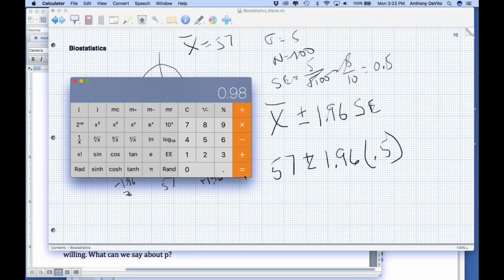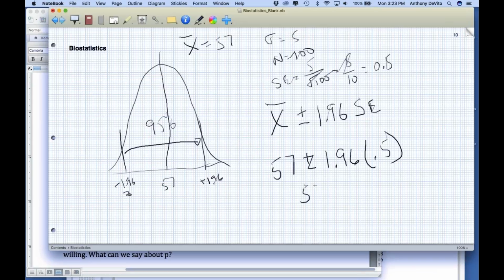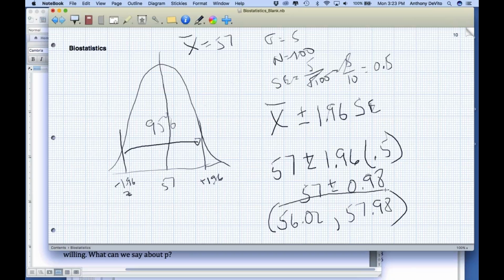Okay, so I'm just going to take 57. Let me just finish this up. 57 plus or minus 0.98. So that gives us on the low end 56.02 to 57.98. That's the range within which I would expect there's a 95% chance that the true mean is going to wind up. I subtracted, see, plus or minus. First, I took 57 minus 0.98, leaves 56.02, and 57 plus 0.98. So my confidence interval in this case is 56.02 to 57.98.